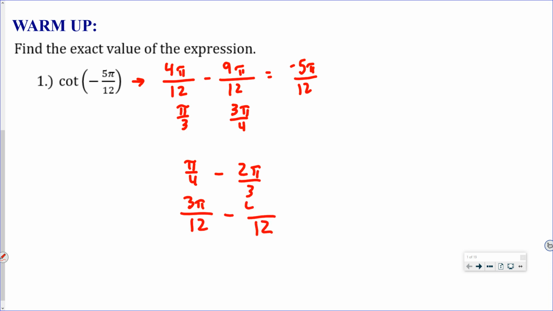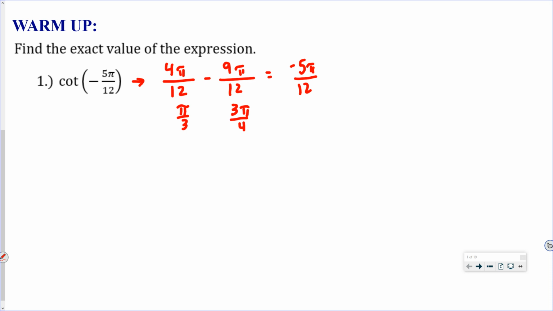minus 8 pi over 12. 3 minus 8 would give us -5. Yep, that would work too. And I like that one too because those are nice positive angles. Okay, I just think those are a little bit easier to work with. Lots of different ways you can do this. So like I said, if you did it a different way, let's just see if we got the same answer. You're not wrong. Okay, now looking at my identity sheet.